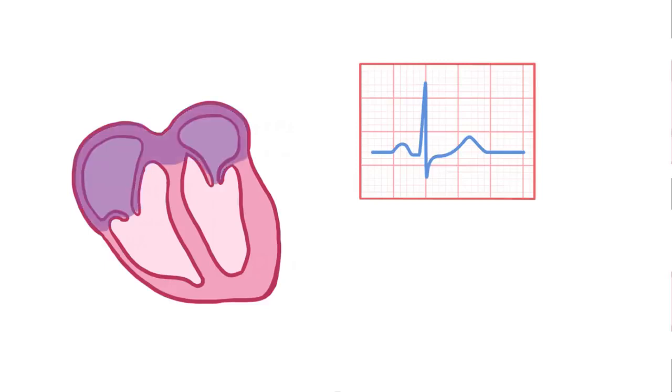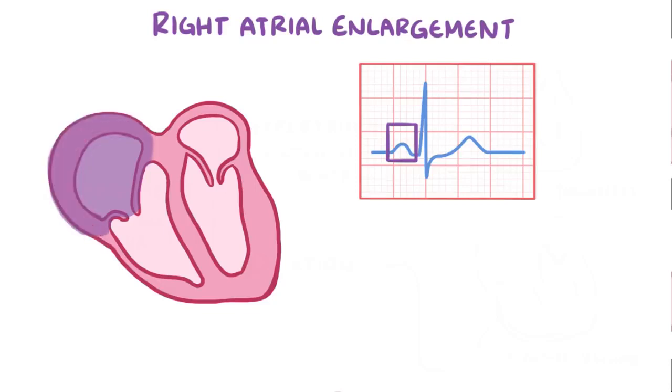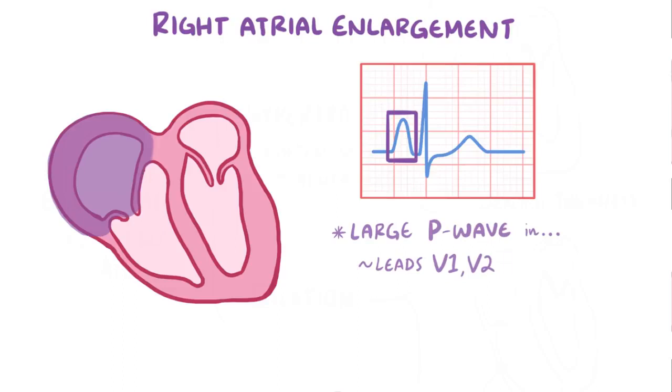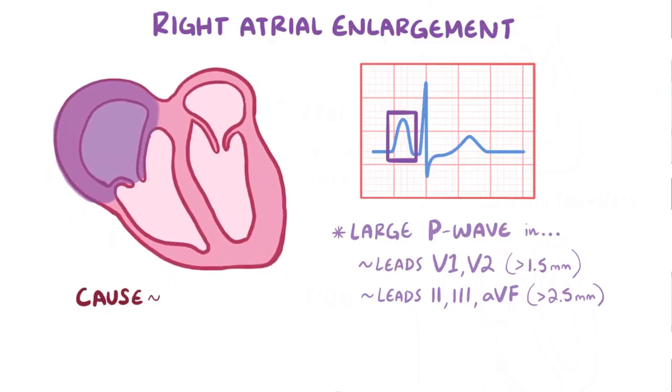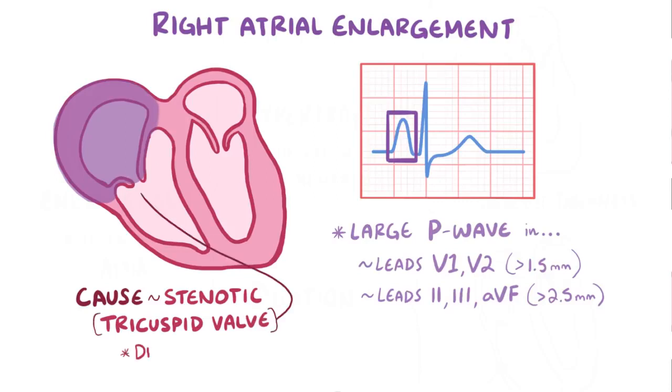Normally, atrial depolarization produces a pretty normal-looking, symmetric P wave. In right atrial enlargement, all that extra right atrial muscle tissue results in a large P wave in leads V1 and V2, often over 1.5 millimeters, as well as in the inferior leads, leads 2, 3, and AVF, often over 2.5 millimeters. One reason why right atrial enlargement develops is that there can be a stenotic or narrowed tricuspid valve, and that makes it difficult for the right atrium to eject blood into the right ventricle, and in response, the right atrium enlarges.